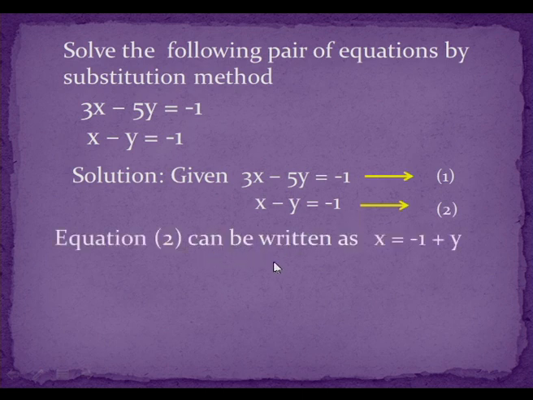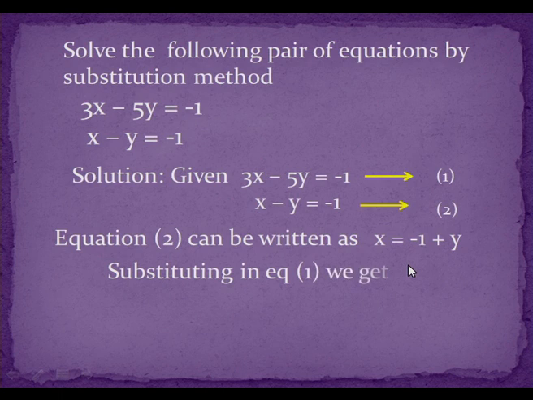Now, equation 2 can be written as x is equal to minus 1. I am transposing this minus y to the other side, I get plus y there. So, I get value of x as x is equal to minus 1 plus y. Substituting in equation 1, we get 3 times of (minus 1 plus y), because we got x value as minus 1 plus y. So, we are substituting this in equation 1. I get 3 times of (minus 1 plus y) minus 5y is equal to minus 1.